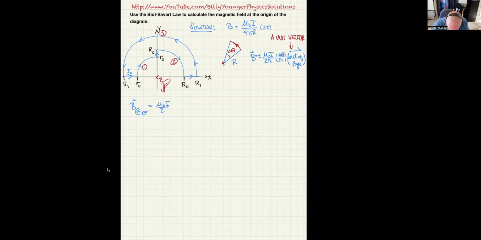So I'm going to go ahead and put k hat for all of these because all of them are either plus or minus k hat. So the mu 0 I over 2 also has a k hat in it, and I'm going to put that in now.